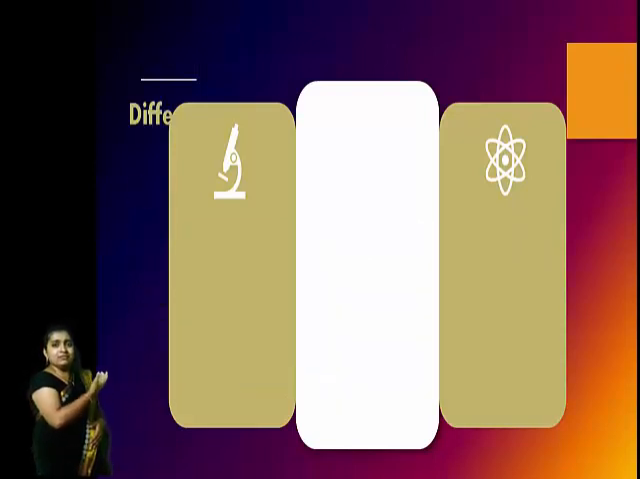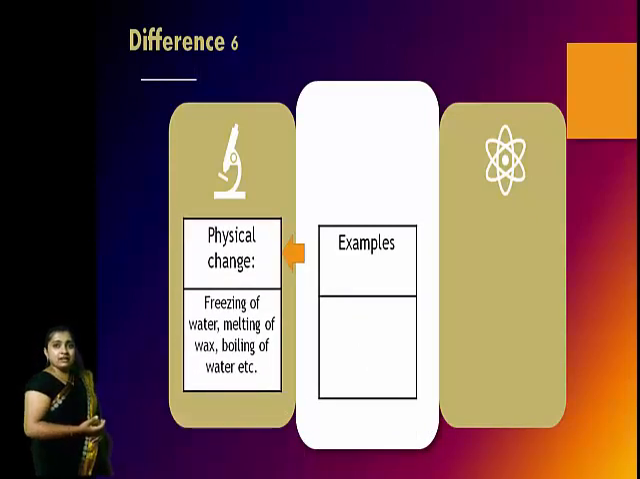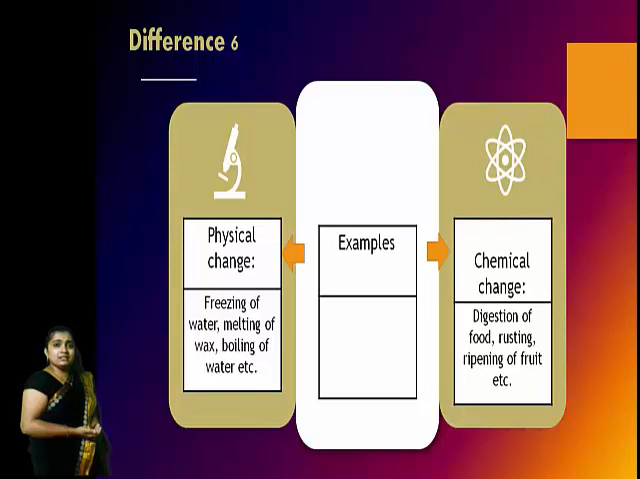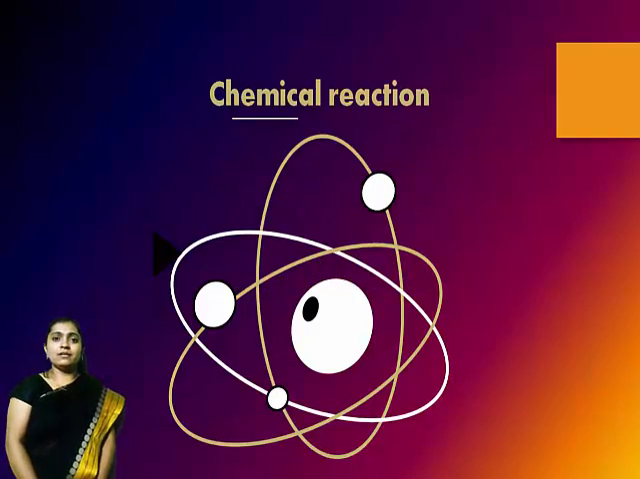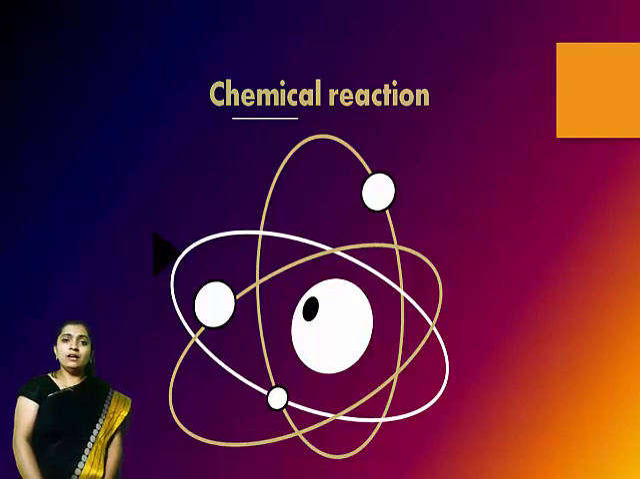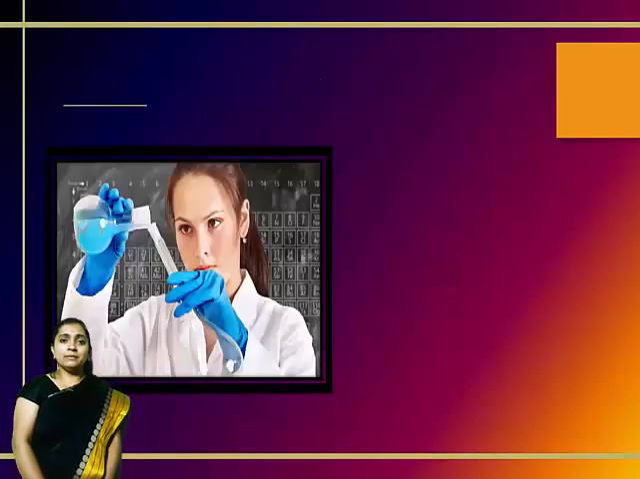For example, for physical changes: melting of ice, vaporization, crumbling of paper, these are examples of physical changes. While in chemical changes: digestion, respiration, rusting, ripening of fruit, these are examples of chemical changes. Chemical reaction. Whenever chemical changes are there, we can say that a chemical reaction takes place. Now, the question is, how do we come to know that a chemical reaction occurs? For this, let's do some activity.